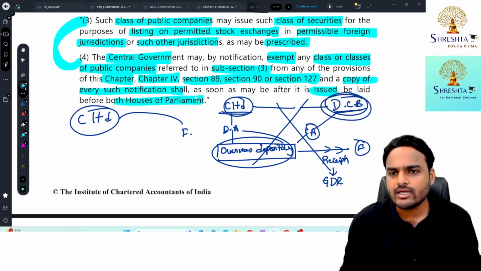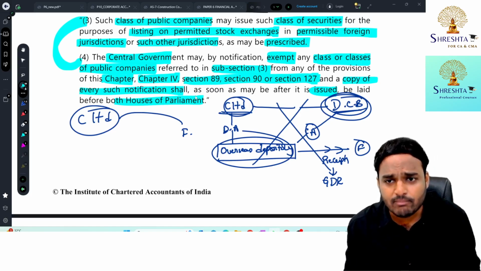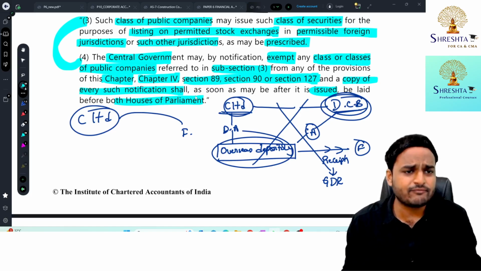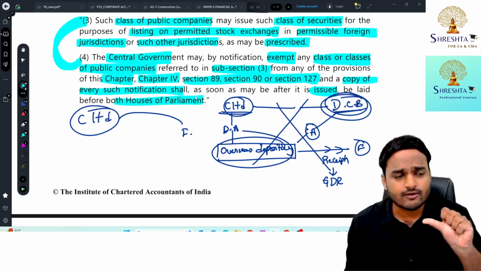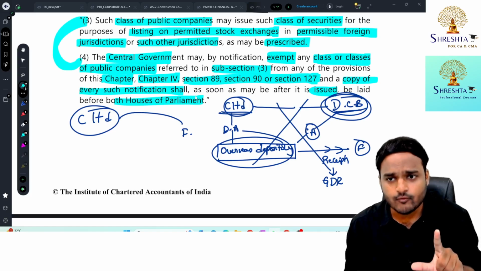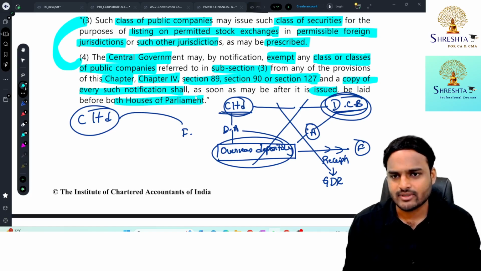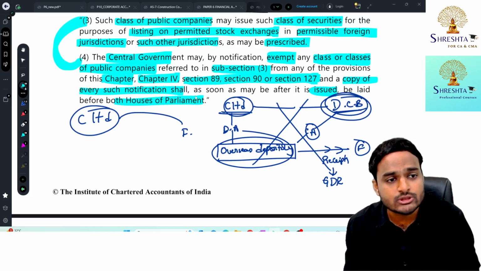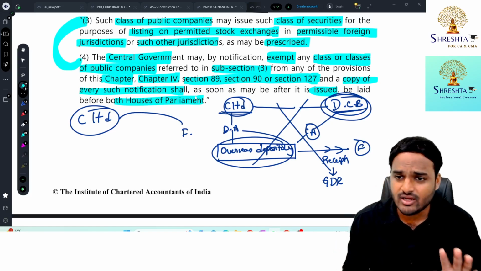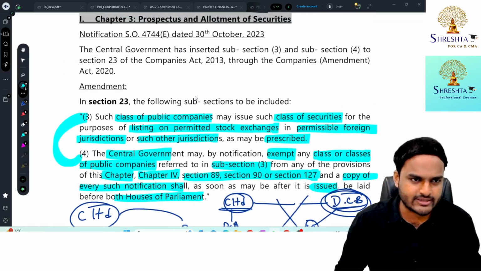So the central government, by notification, exempts a particular class or classes of public companies referred to in subsection 3. This exemption is with respect to provisions of chapter 3, chapter 4, sections 89, 90 and section 127. But after issuing that notification, it should be laid before both the houses of the parliament, Lok Sabha and Rajya Sabha. So this is all about the section 23 amendment.